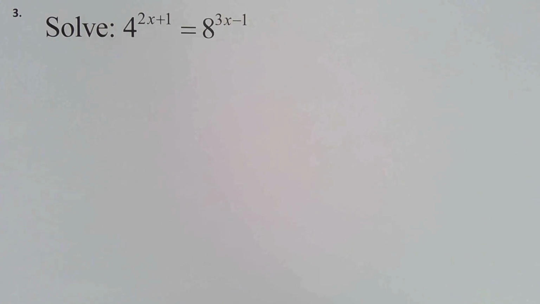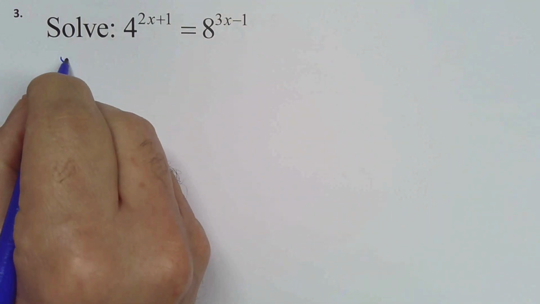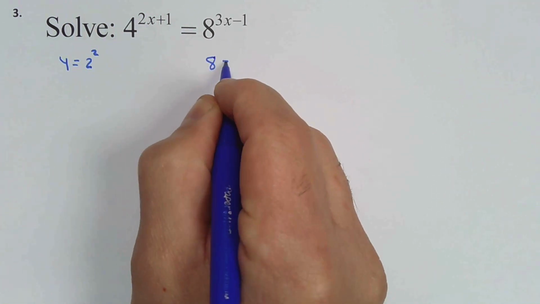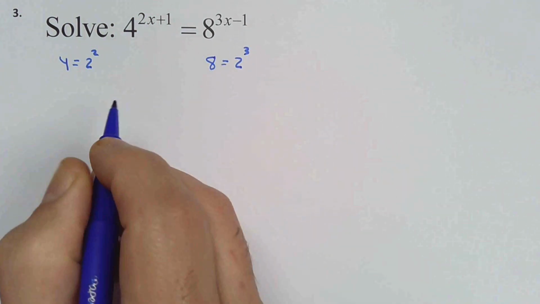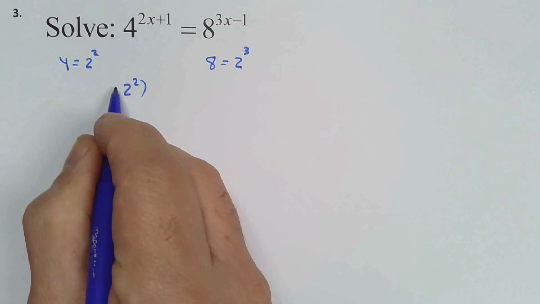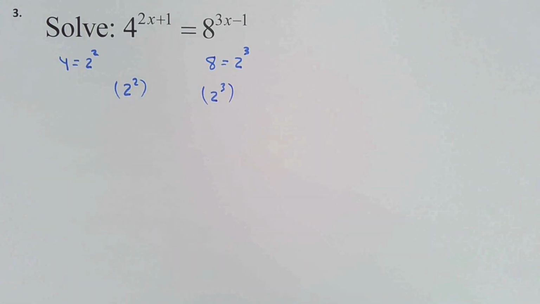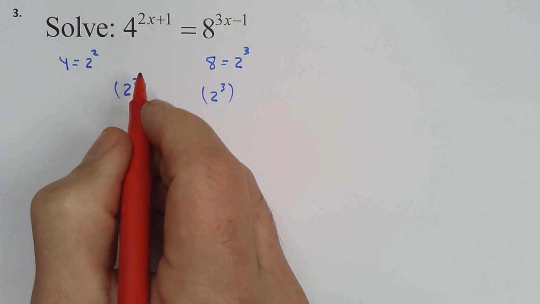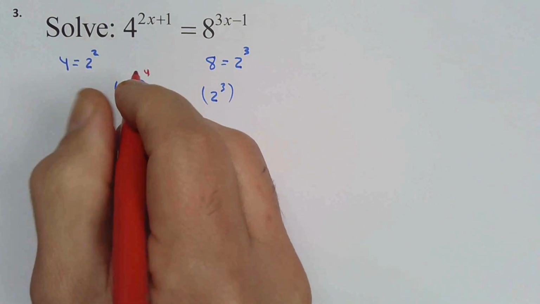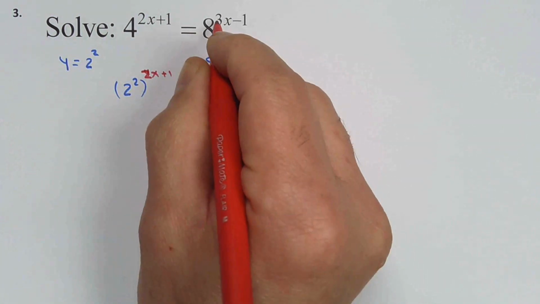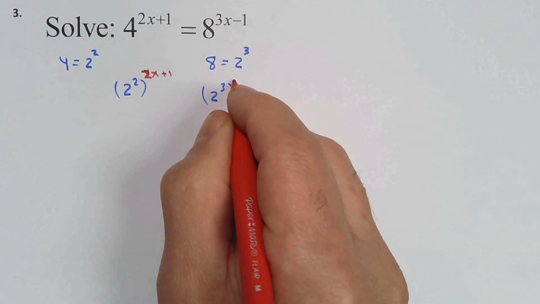Number 3, solve the following. Notice that 4 equals 2 to the second and 8 equals 2 to the third. So we have 2 to the second and 2 to the third instead of 8. Everything here is raised to the power 2x plus 1, and here everything is raised to the power 3x minus 1.